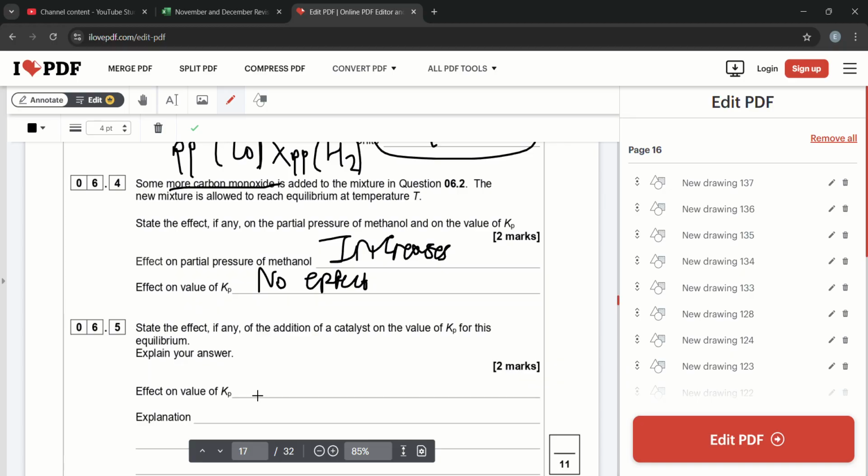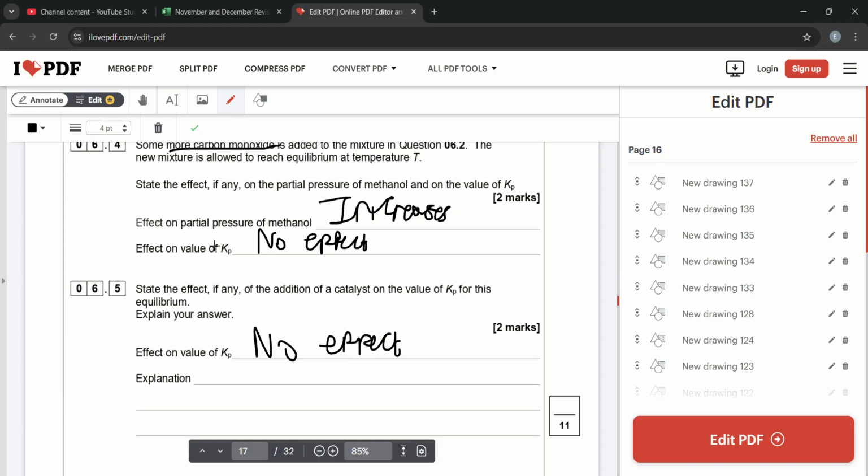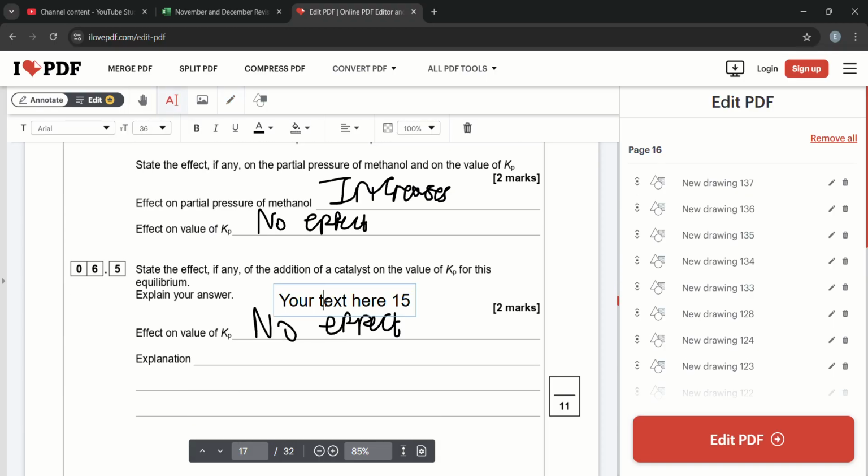State the effect of the addition of a catalyst on the value of Kp. Again, a catalyst won't affect the value of Kp. And that's a bit cheeky. Both of these answers are Kp, so students might be like, oh wait, that can't be right, and then probably change it, but they were actually right in the beginning. No effect, no effect. And why? Explain the answer.